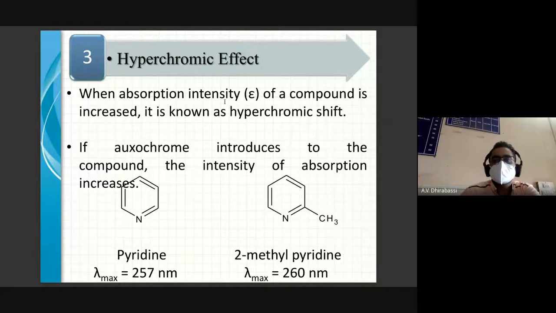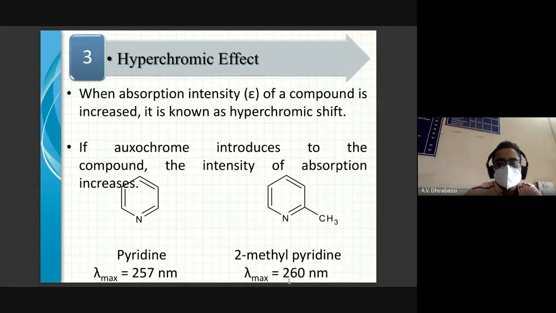When the absorption intensity of a compound is increased, it is known as the hyperchromic effect. Due to any effect, the intensity increases. If an auxochrome is introduced to a compound, the intensity of absorption increases. Pyridine lambda max is 257 nanometers. When any substituent attaches here, it increases the absorption wavelength.